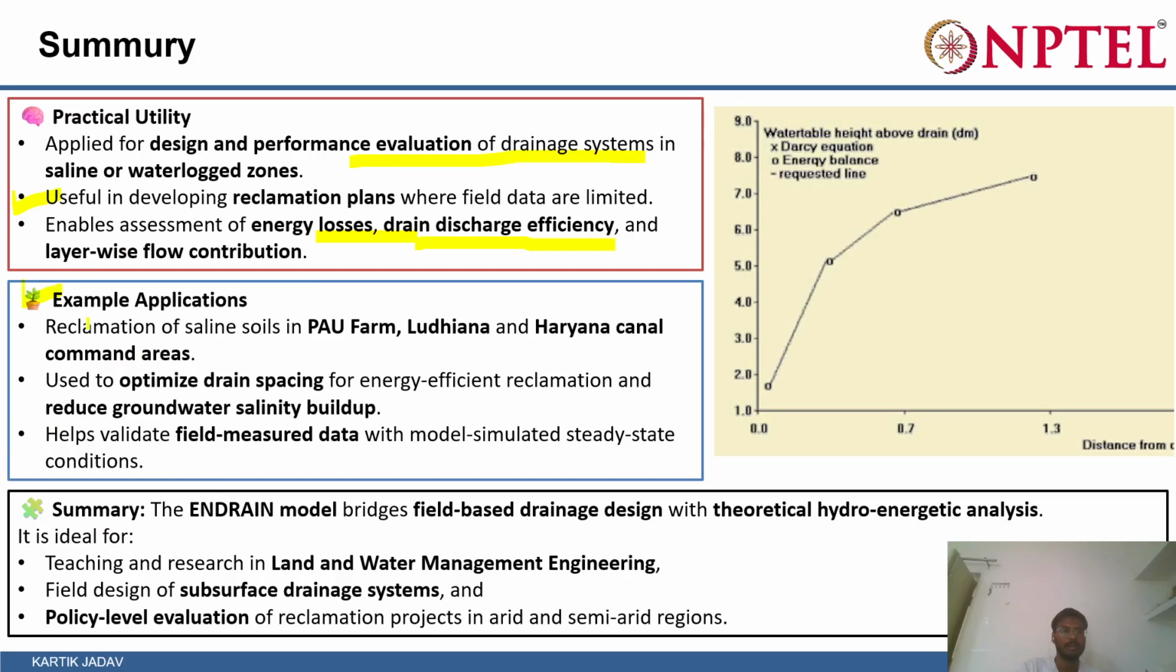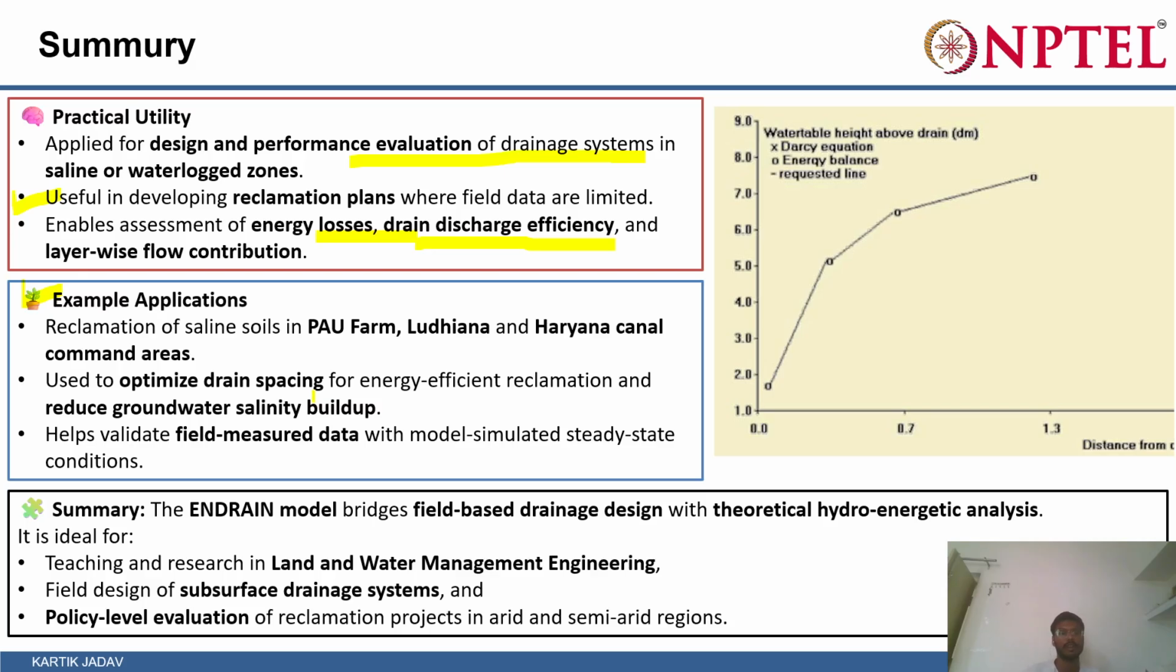Now, an example application is the reclamation of saline soil at the PU farm, Ludhiana. In that, we can use this kind of model to optimize the drainage spacing and drainage depth for different conditions, and it also helps to validate the field measured data against model simulated steady state conditions.